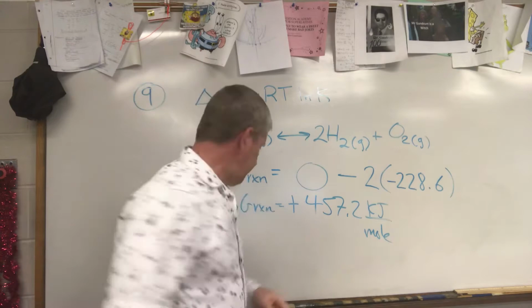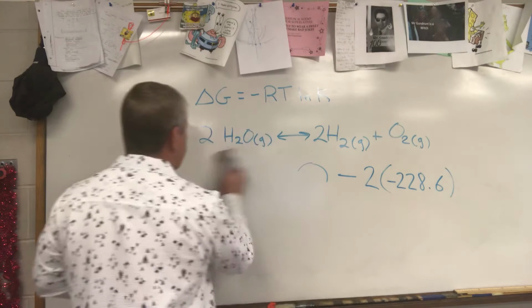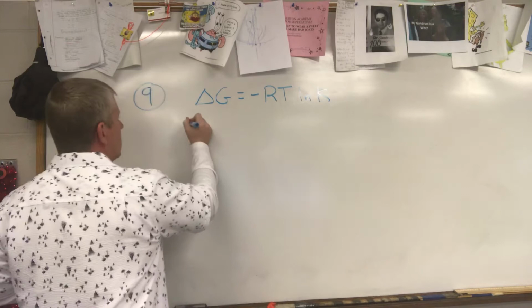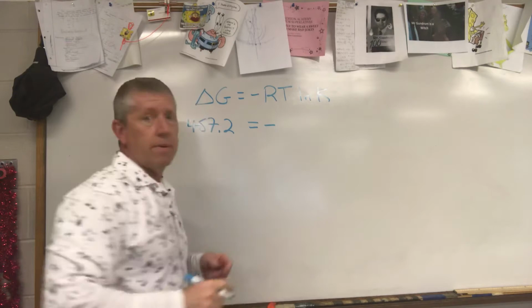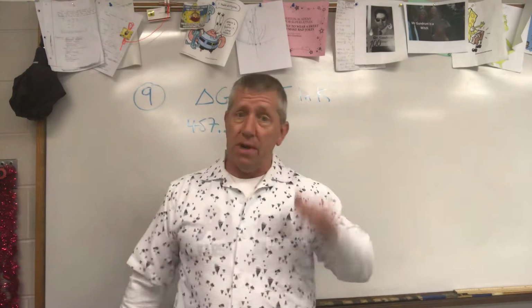Let's take this value we found, positive 457.2. Okay, so let's see what we got now here. Negative R. Do you remember when I said earlier, you should know what R is? It should look familiar. It's a gas law constant.